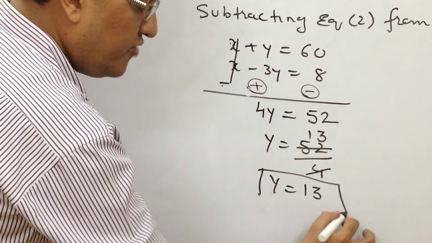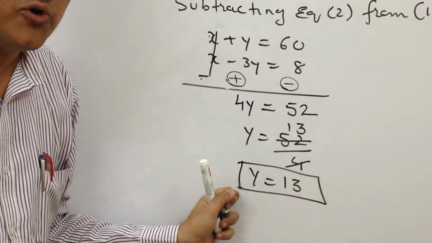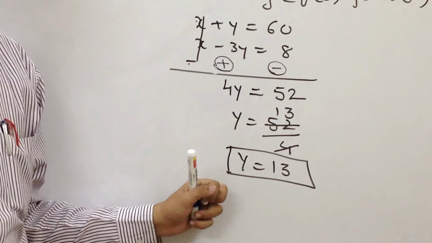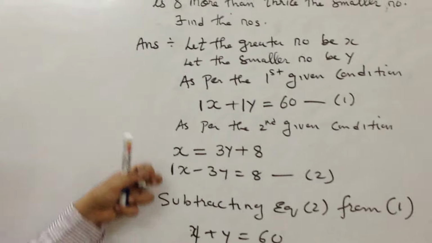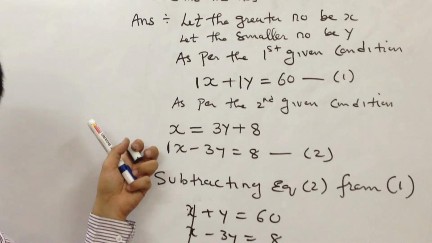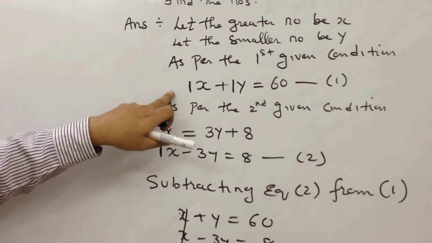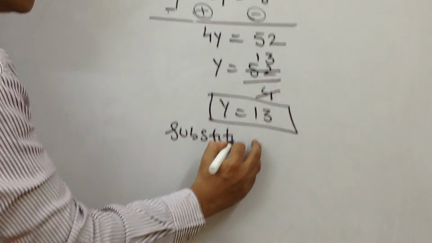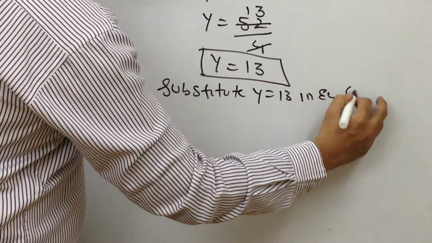Having said that, we got the value of y. But our numbers are x and y both. We need to find out x as well. What we need to do is, we are now supposed to substitute the value of y in either of the equations, whether it is going to be 1 or 2. Whichever you find easy, substitute the value of y in that. I find equation 1 is easy, so I say substitute y equals 13 in equation 1.